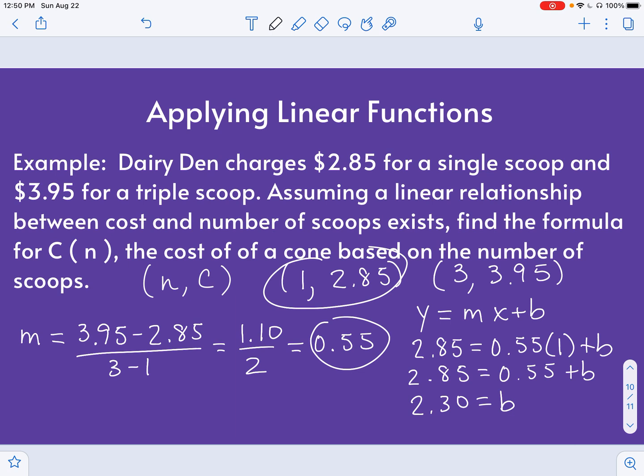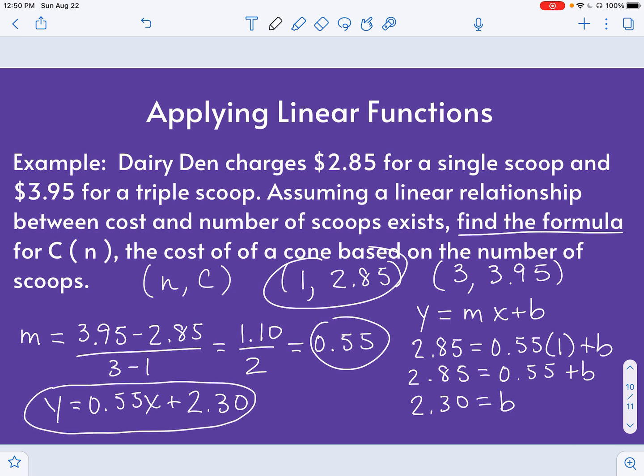So it asked you to write a formula. Remember, a formula and an equation are pretty much the same thing. So then you're going to end up with a final equation of y equals 55 cents times the number of scoops plus $2.30 for the cone. So this is a perfectly good equation. That being said, it did ask you to find the formula for C of n. So it's going to look exactly the same, except instead of an x and a y, it will have c's and n's.